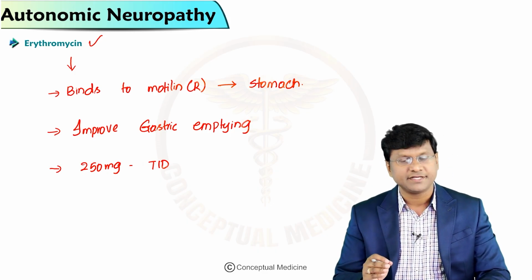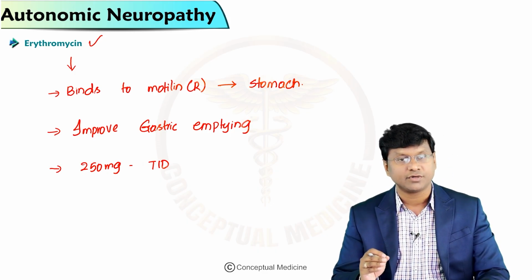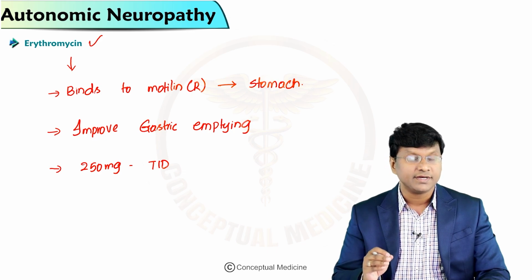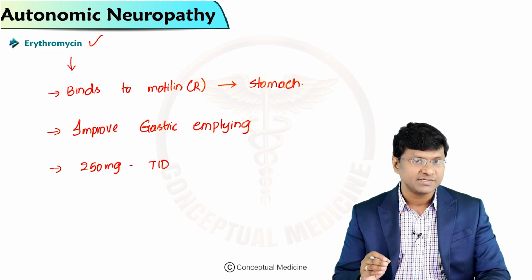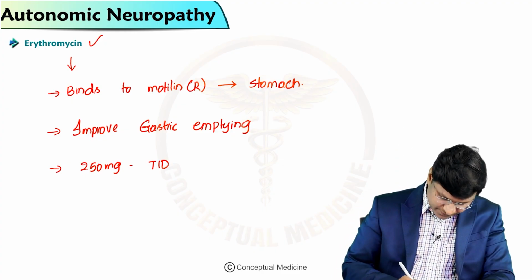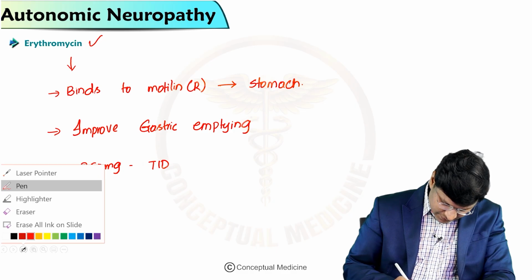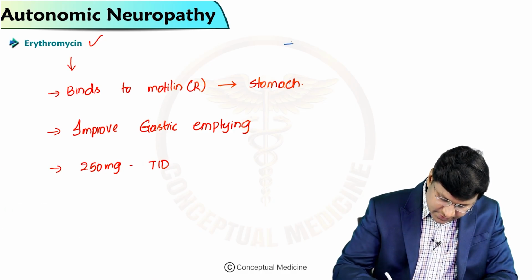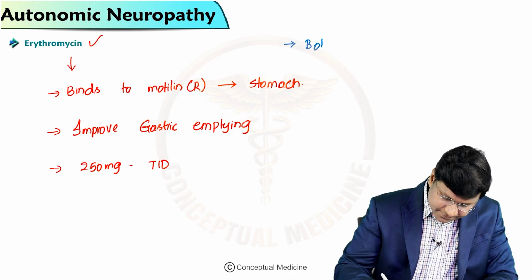And in selected patients, injections of botulinum toxin into the pylorus can reduce the pyloric sphincter resistance, and that will also enhance the gastric emptying. Okay, so the other drug is botulinum injection.